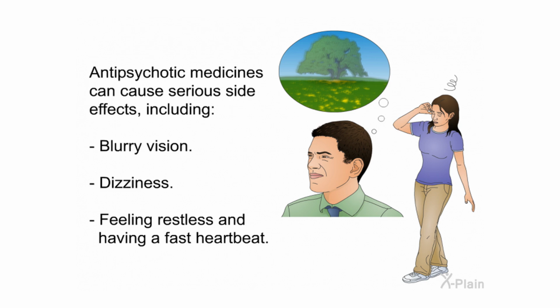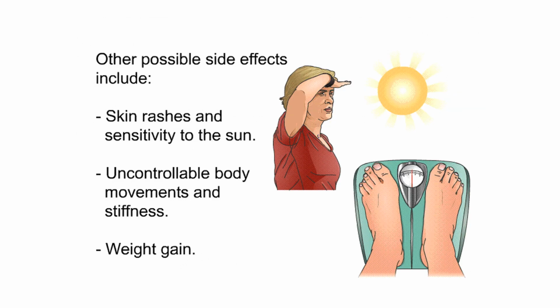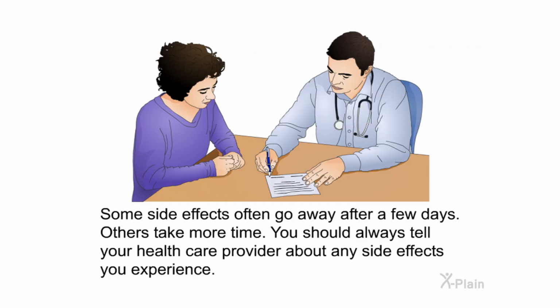Antipsychotic medicines can cause serious side effects, including blurry vision, dizziness, feeling restless and having a fast heartbeat. Other possible side effects include skin rashes and sensitivity to the sun, uncontrollable body movements and stiffness, weight gain. Some side effects often go away after a few days. Others take more time. You should always tell your healthcare provider about any side effects you experience.